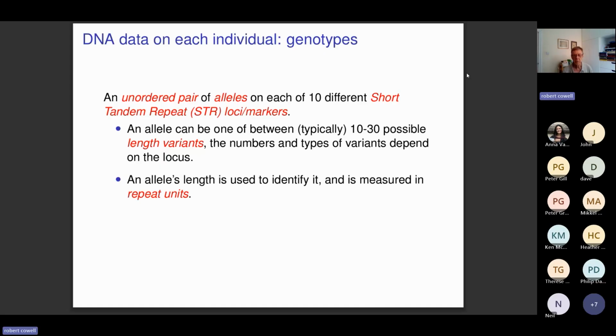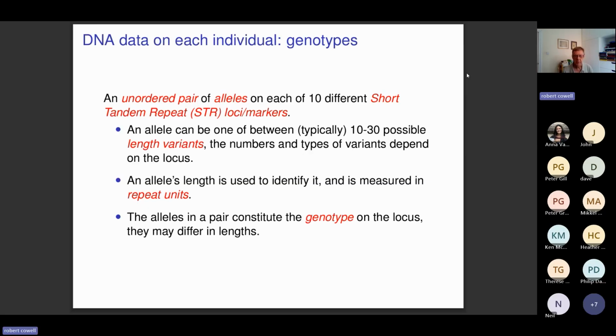And the allele's length is used to identify it, so 2 alleles of the same length are identical, and they're measured in units called repeat units. The alleles in a pair constitute the genotype of the locus. They may differ in lengths, and taken over all loci, that is what the profile of an individual is.